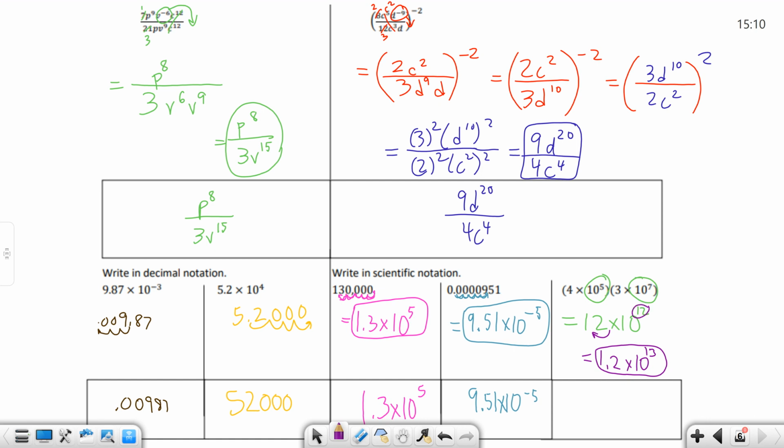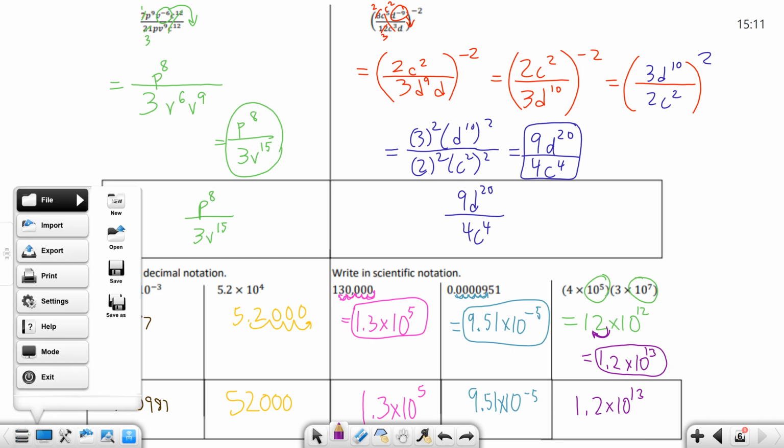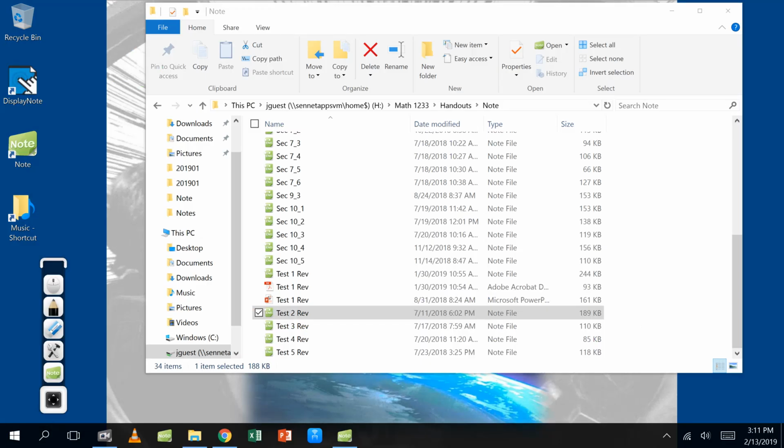So it changed by 1, right? It went from 12 to 13. Because, again, I moved this one place over, so it's either got to go to 13 or 11. I don't know why I put a decimal 10 to the 13. 1.2 times 10 to the 13 power. And that is your review for test 2 in intermediate algebra. So, good luck.